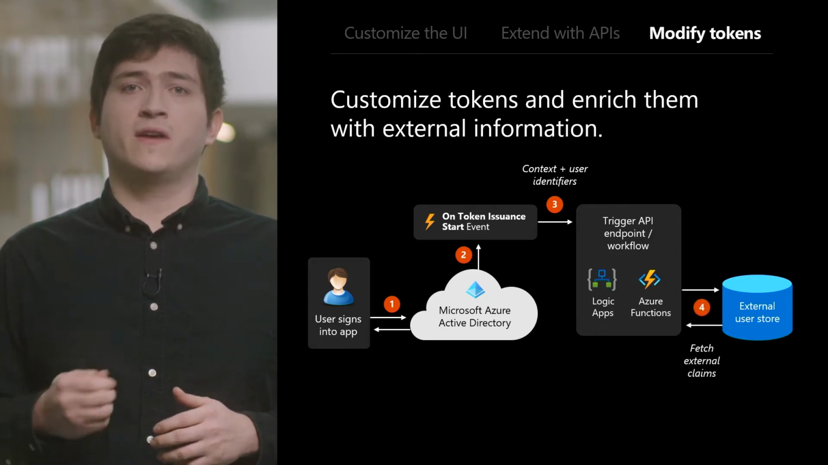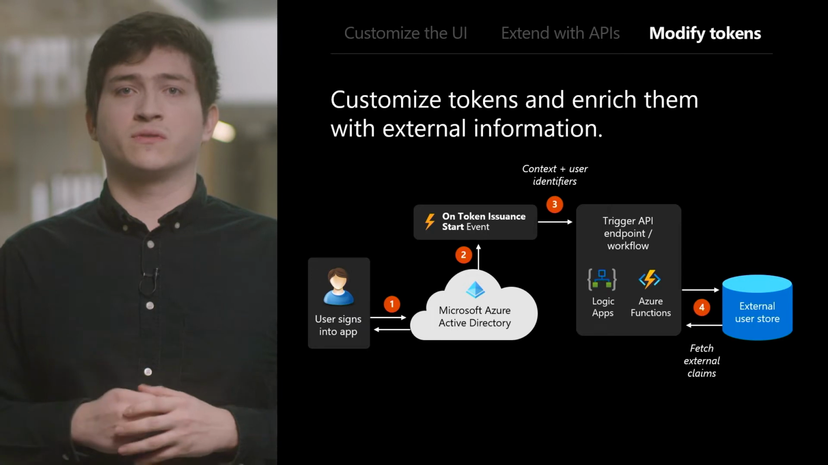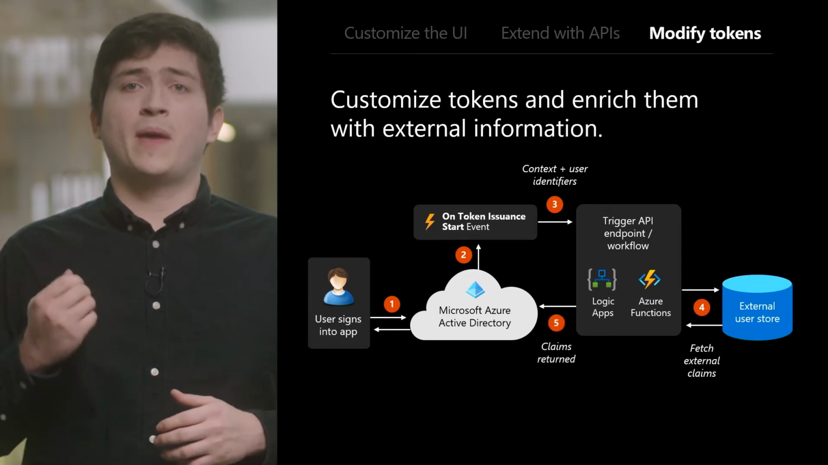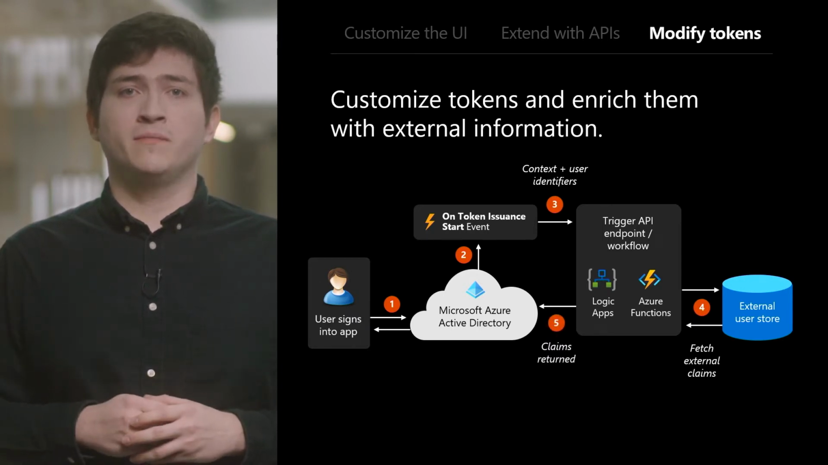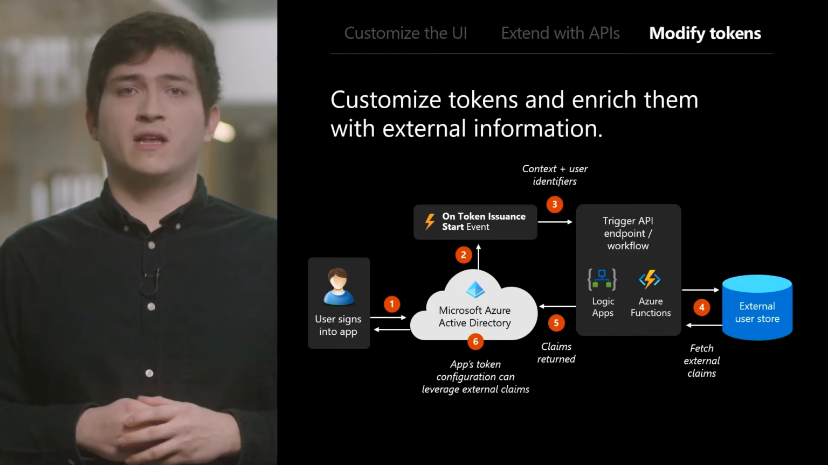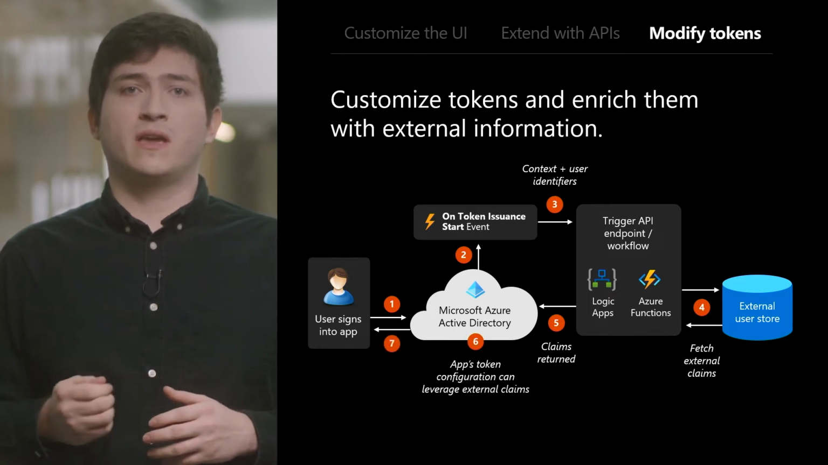Your API then fetches information from one or many external systems. Your API passes back that information to Azure AD, which in turn makes it available to your tokens based on your application's token configuration. Now, let's dive in on how we can set this up.